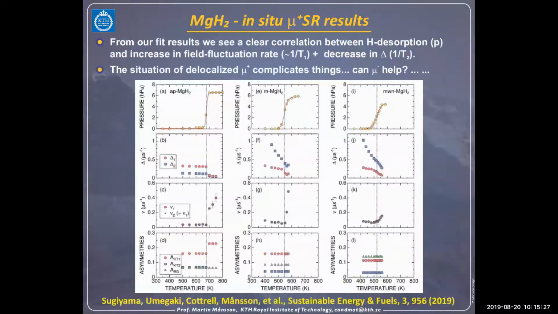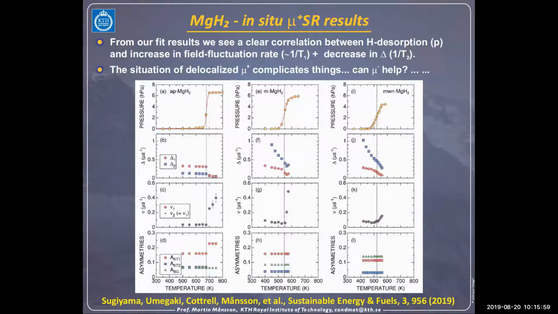I will not go into details, but I can just show you that this is the pressure. This is the as-prepared, milled, and milled with niobium material. You can see that when you go up in temperature, the pressure in the tank goes up, but then the temperature it just goes down. This is also strongly correlated with what we see in the fluctuation rate and also the change here in delta.